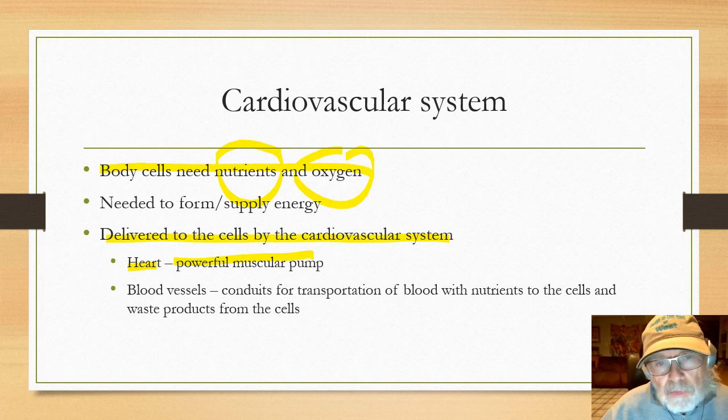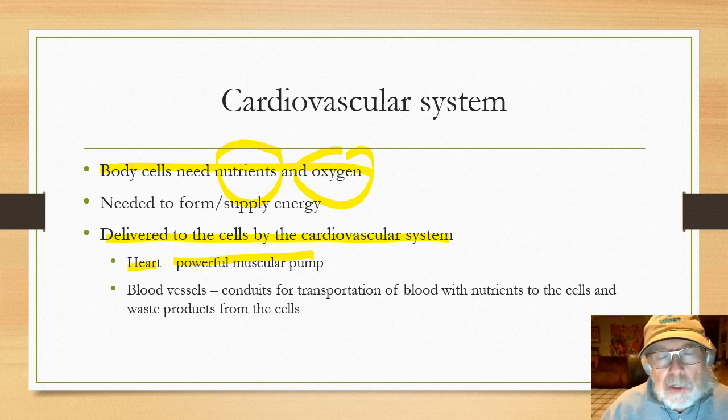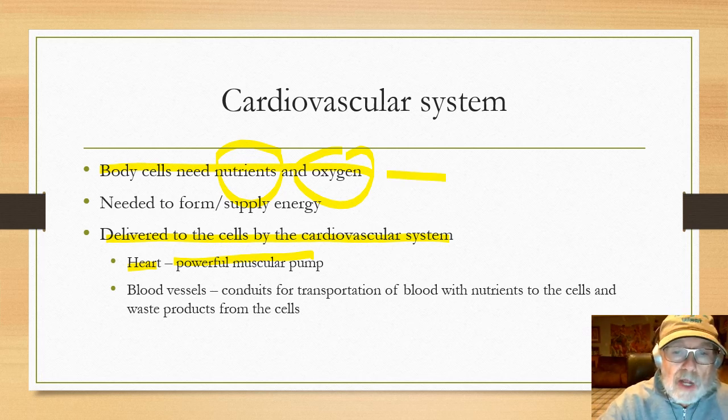But this very powerful small pump works from before we're born. You can actually hear fetal heart tones, the heartbeat, after 10 to 12 weeks by ultrasound. And this thing will continue to beat 60 to 100 times per minute on a normal basis for the rest of your life, until you die. So this heart is the powerful muscular pump that's able to force this fluid, which we call blood, around to get all the nutrients and oxygen to the cells that need them to perform.